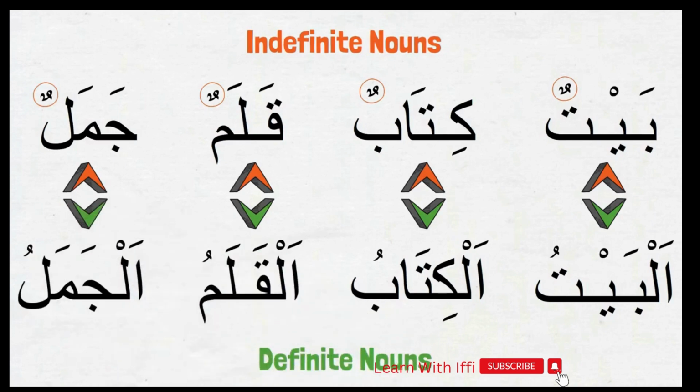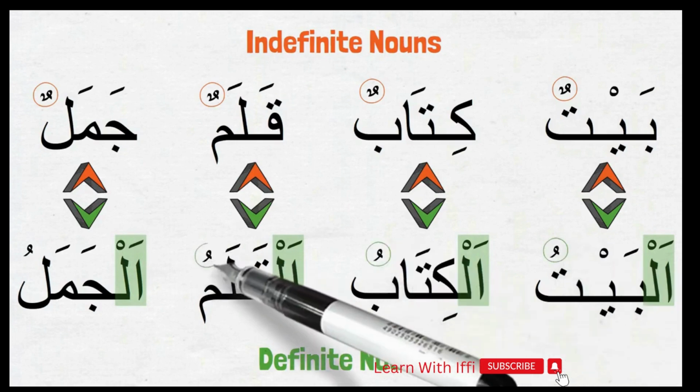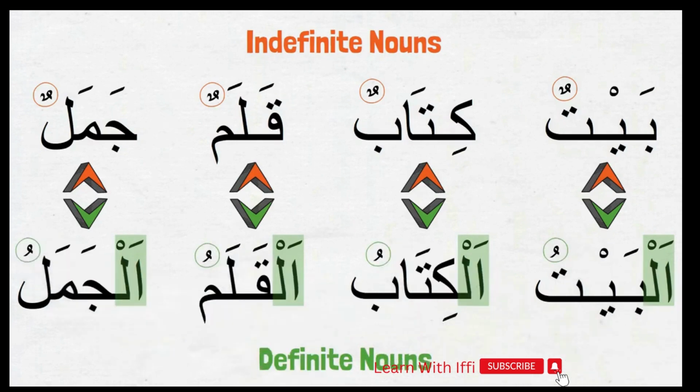Now, can you look at all these examples and tell me what is changing in these nouns from indefinite to definite form? A couple of things, right? First, we see al is added in the beginning. Second, the tanween un ending is replaced by u ending. So the letter noon is dropped from the end of the word. So baytun became al-baytu. Kitabun became al-kitabu, and so forth.